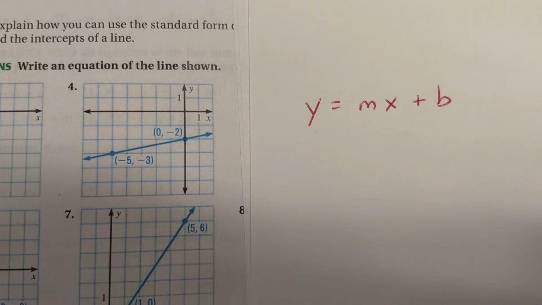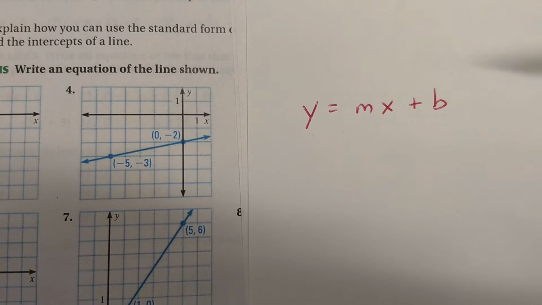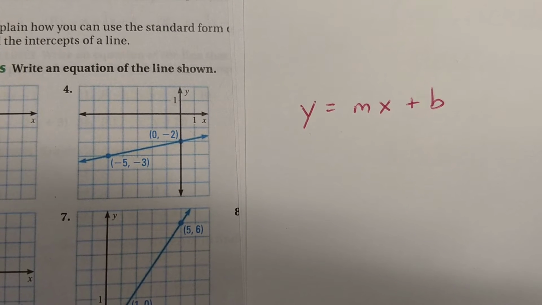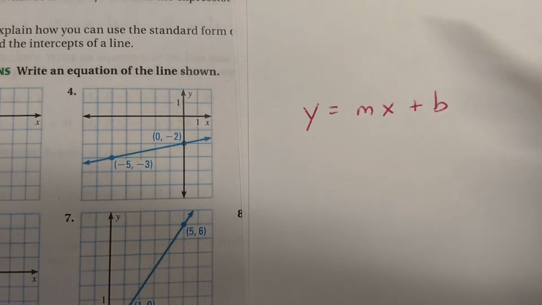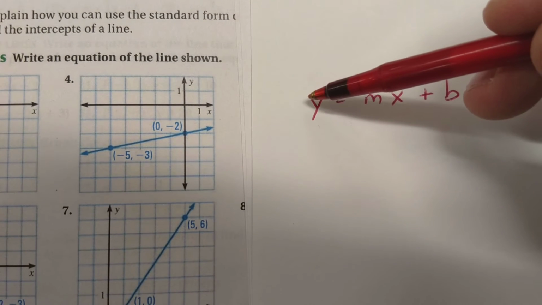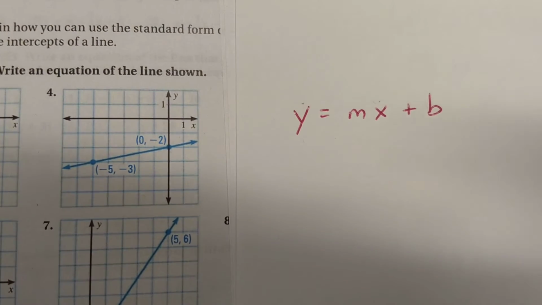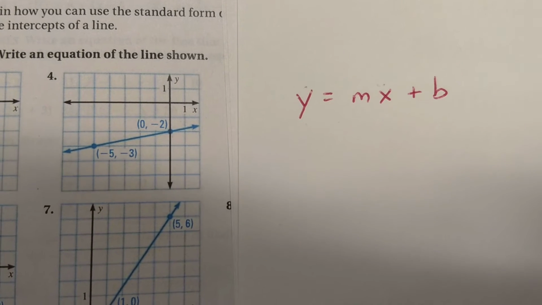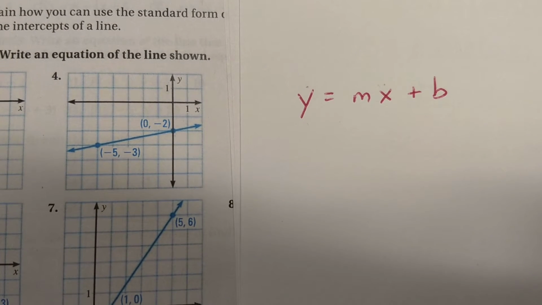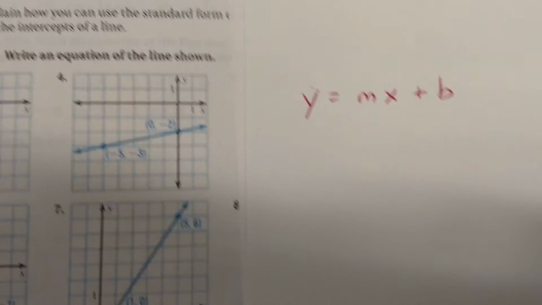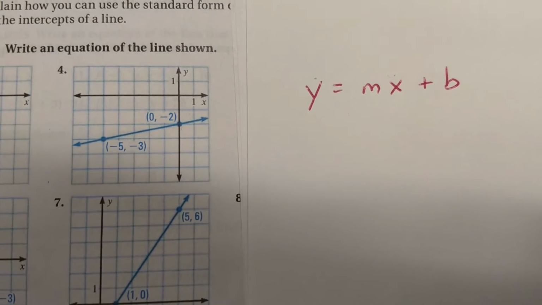This is slope-intercept form. It tells us the slope of the line, and it tells us where it intercepts the y-axis. When you've got an equation like this, your y is just going to stay as a variable y, and your x is going to stay as a variable x, because every point on that line is made up of an x and a y coordinate. What we need to fill in here is the m and the b value.